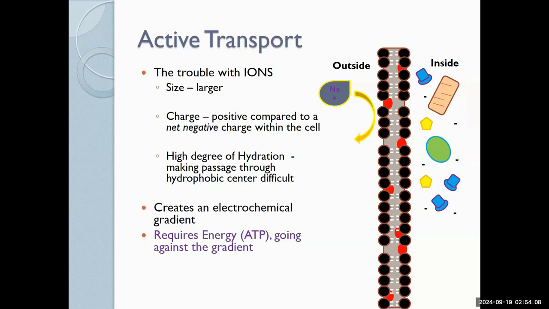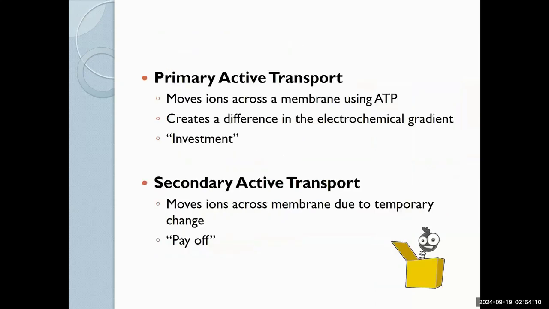We can break down this process of active transport into a primary transport phase and a secondary transport phase. The primary phase is the actual active transportation. It is the part that actually uses ATP energy to power the movement across. We call this the investment phase because you are investing energy in this movement, moving something against the gradient.